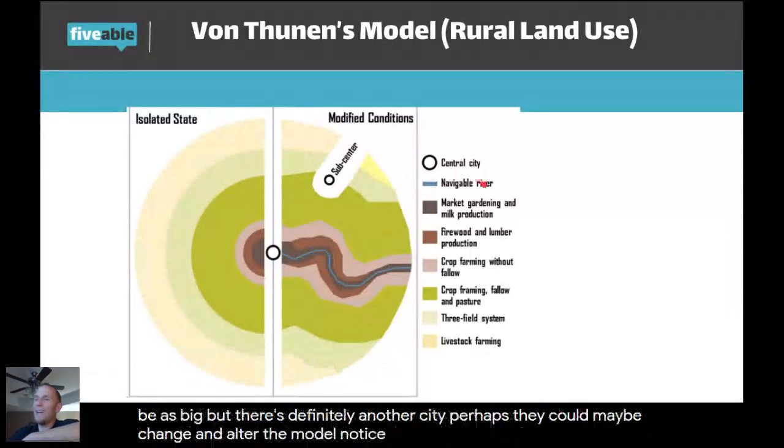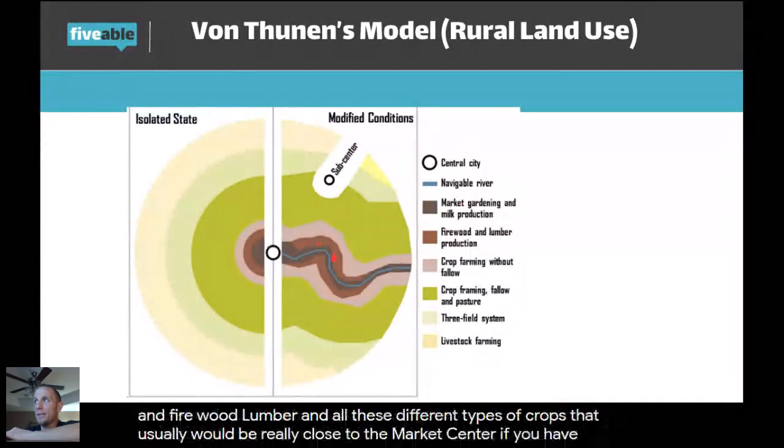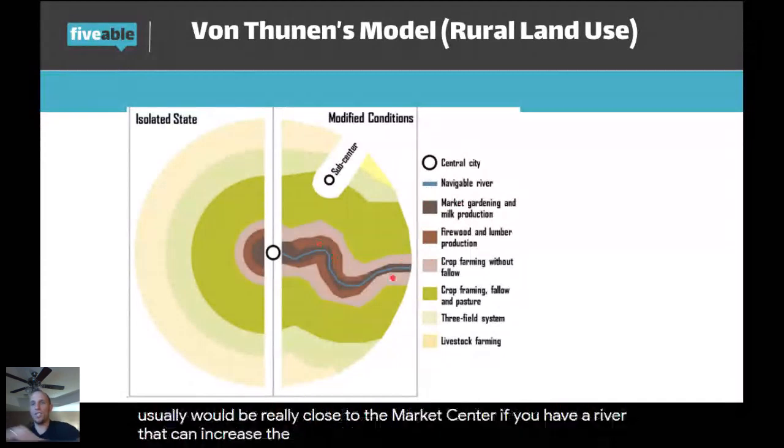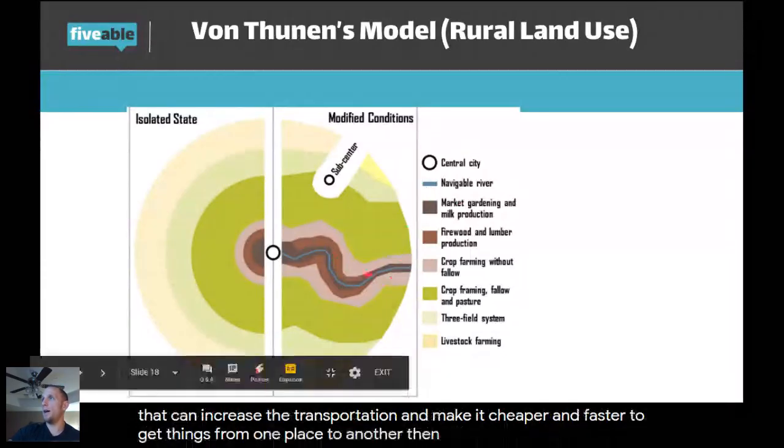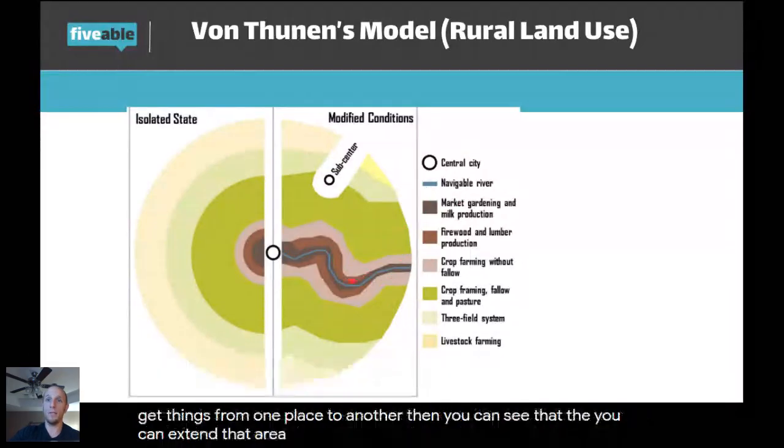I struggle to say that. But what this does is it enhances and extends the market gardening and firewood and lumber and all these different types of crops that usually would be really close to the market center. If you have a river that can increase the transportation and make it cheaper and faster to get things from one place to another, then you can see that you can extend that area away from the market. And that's interesting to consider, right?